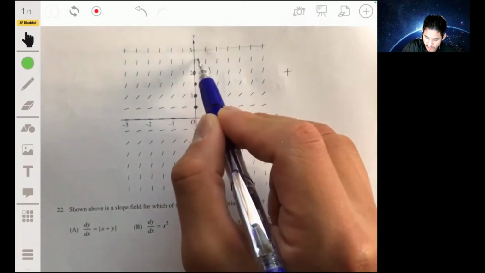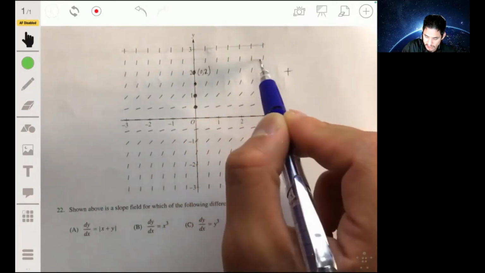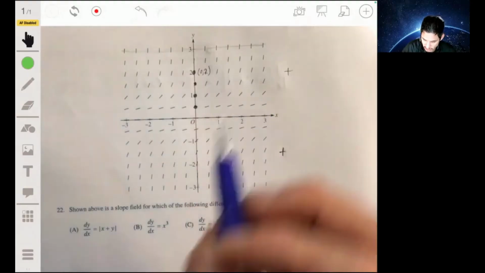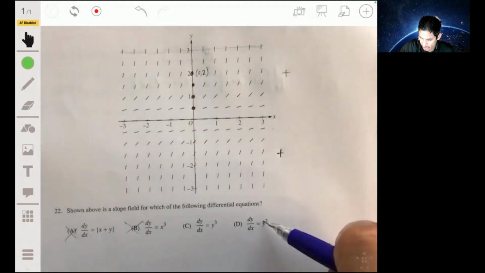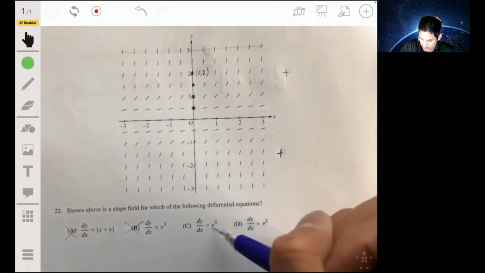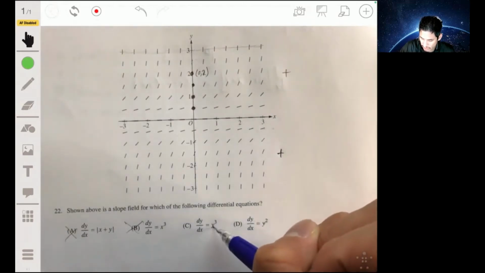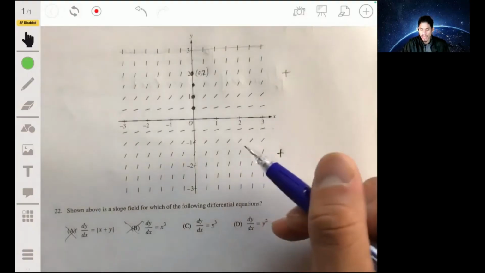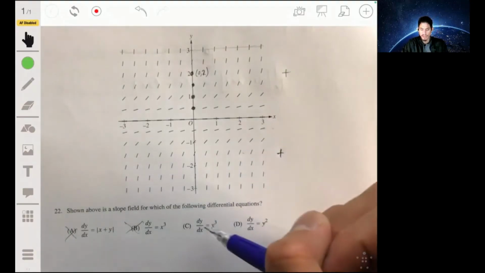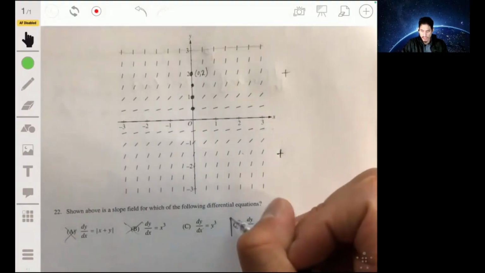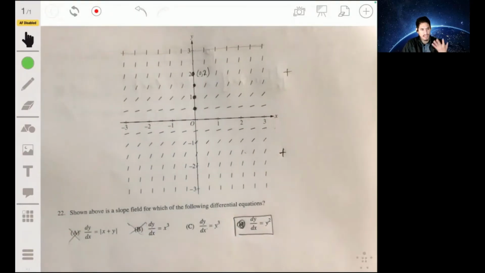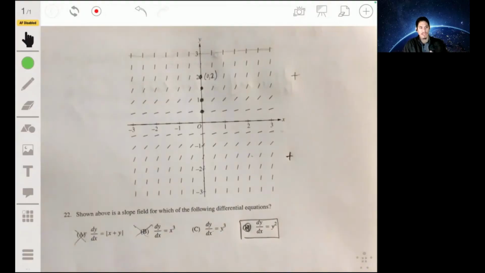That means that it doesn't matter what the x value is. It only matters what the y value is. So you can actually eliminate this and that. And you can just then check. But this one, remember, if you cube a negative number, you would get a negative slope. So it can't be this one because you always have positive slopes. So the answer is going to be D. And again, that's just kind of my logical reasoning way.